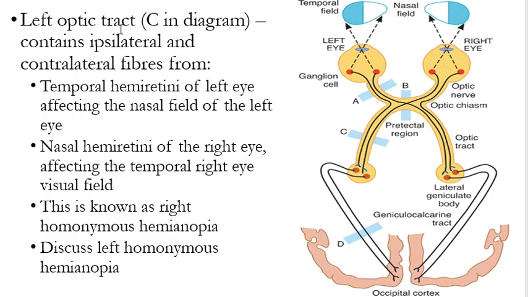Okay, so the left optic tract, see in the diagram, contains ipsilateral and contralateral fibers. All right, these are coming from the temporal hemiretina of the left eye. Okay, this is affecting the nasal field of the left eye. Okay, that's fine. What about the other side? The nasal hemiretina of the right eye, affecting the temporal field of the right eye. Okay, that's fine. So since we are having right side and right side affected, we are calling this the right homonymous hemianopia. All right, so what if C was on the other side? Can you discuss how left homonymous hemianopia could come about?